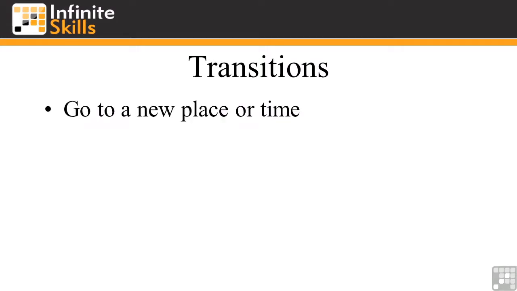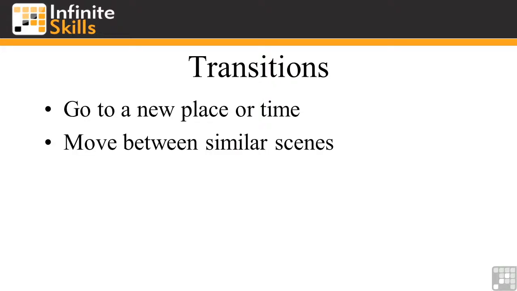When you go to a new place or time, you can use a transition to send that message to your viewer. Basically saying, look, we're going to someplace different now, or this is going to be a different time. When you move between similar scenes, the viewers might not get that you've gone to a different scene, to a different clip. So use the transition to let them know, look, this is a different scene, something different is going on here.